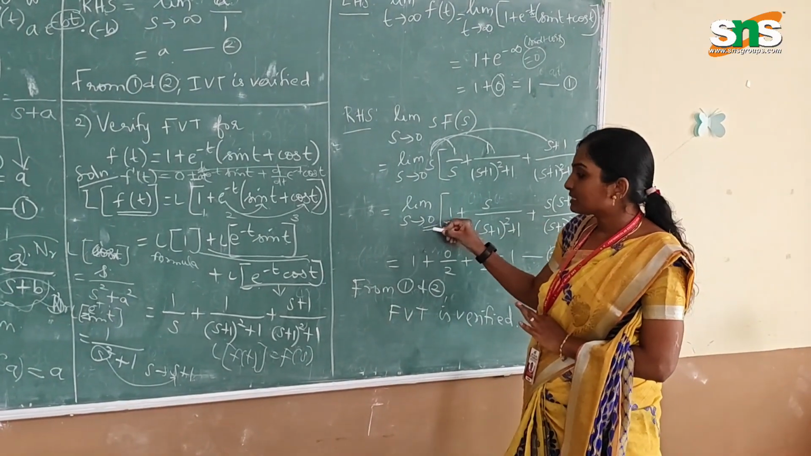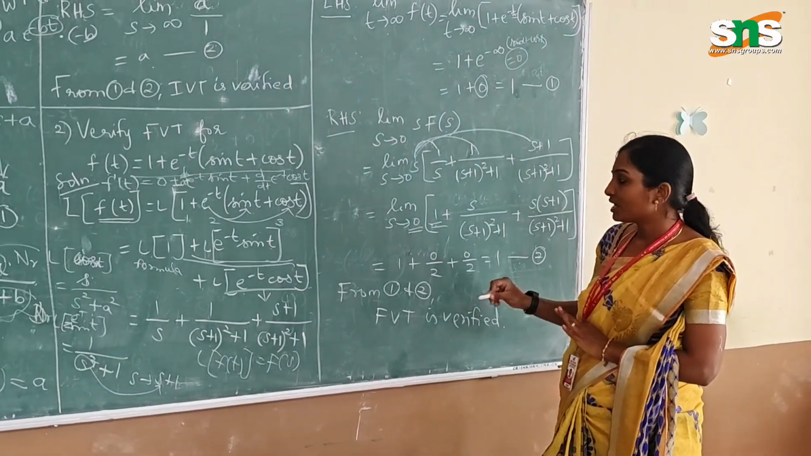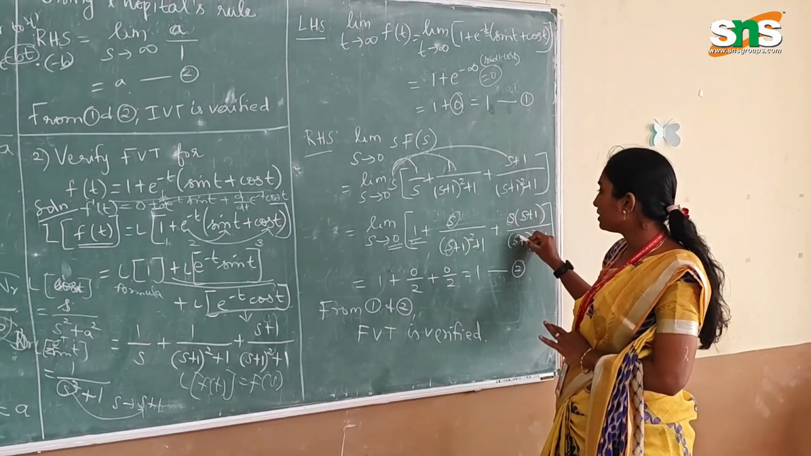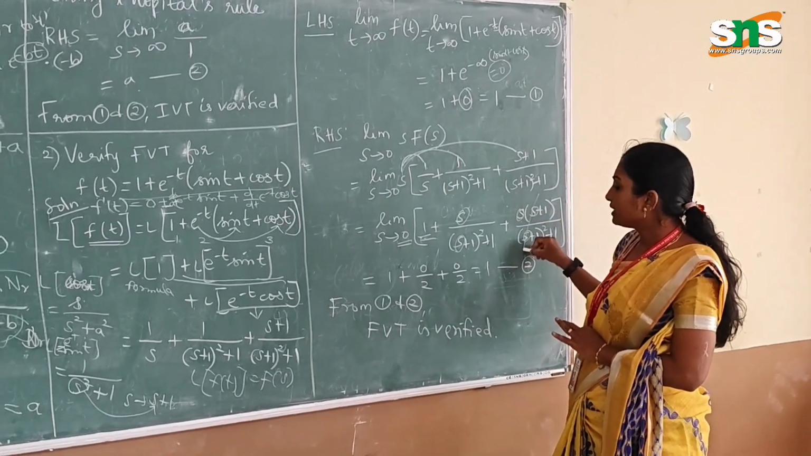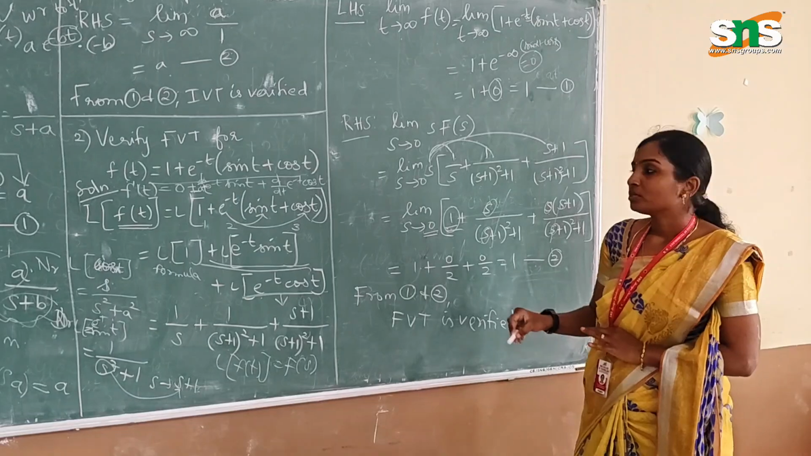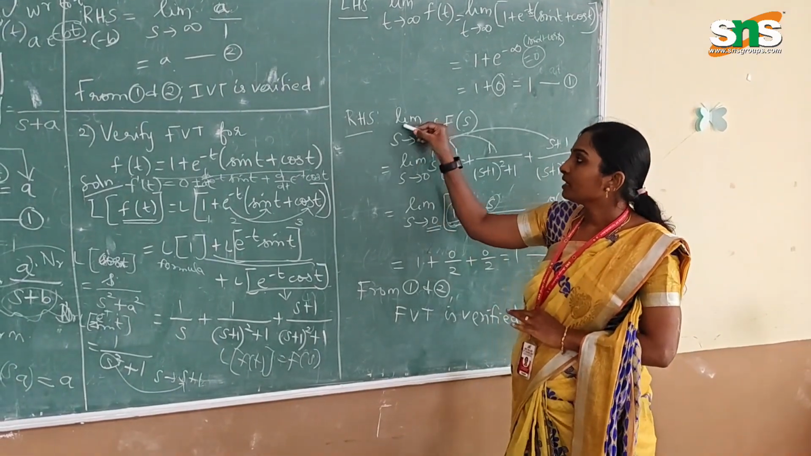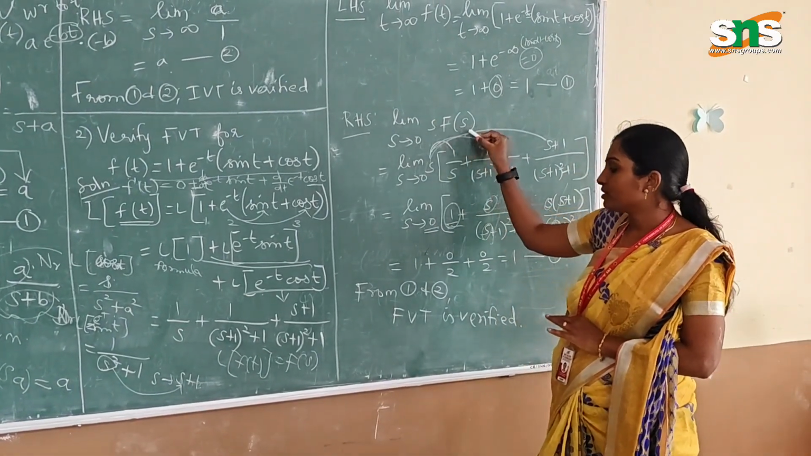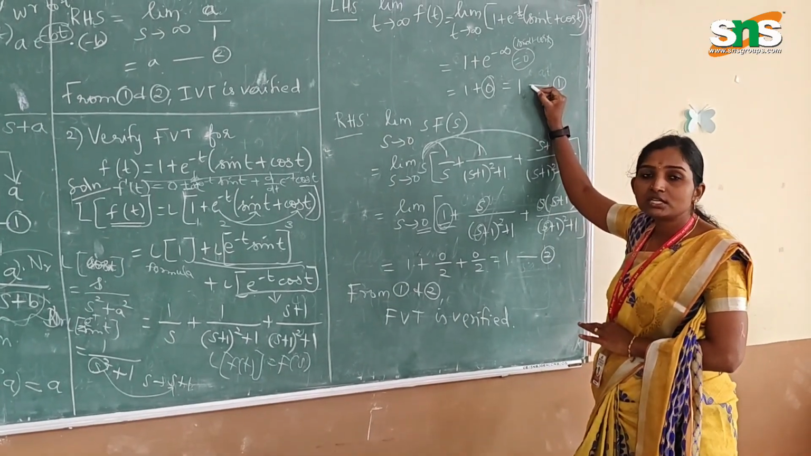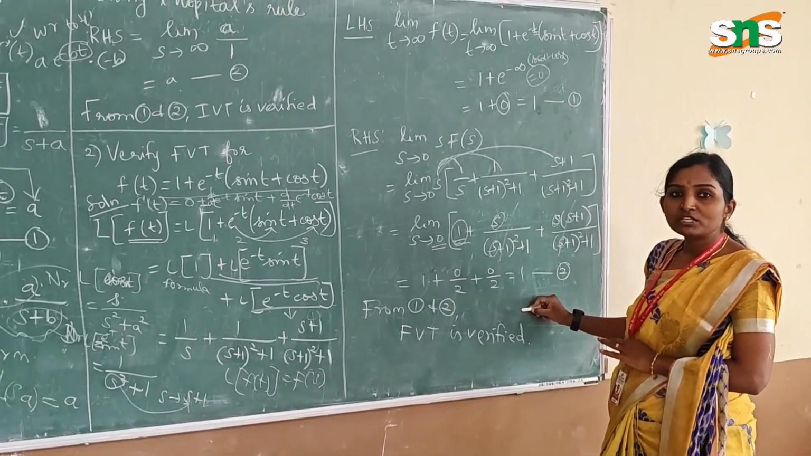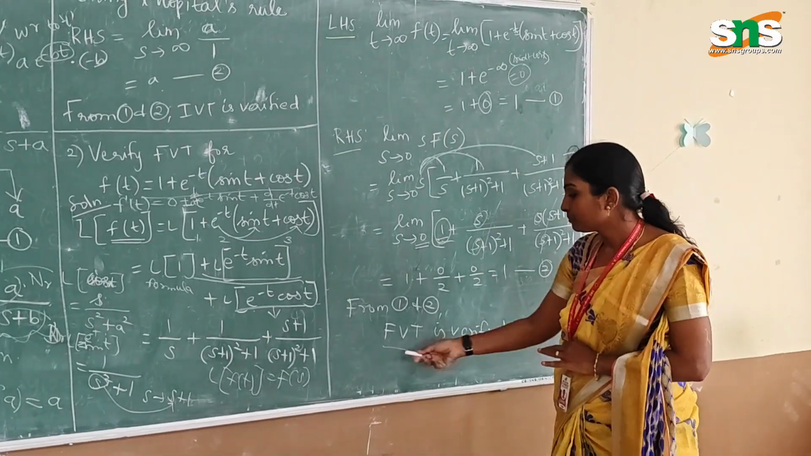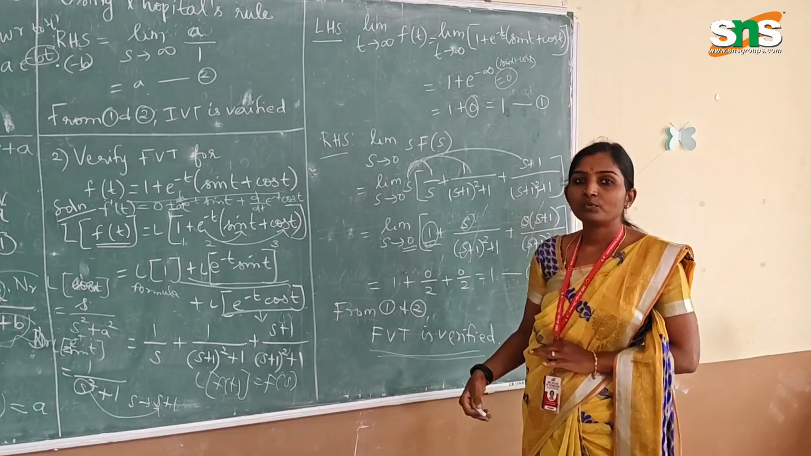Therefore, on applying this limit s tends to 0 here, the second term will become 0 and the final term will also vanish. The remaining term is 1. So what has been now our limit? Limit s tends to 0, s into f of s is equal to 1. So from the first equation, LHS is equal to 1 and from the second equation, RHS is also equal to 1. Therefore, what have we got? The final value theorem is verified.